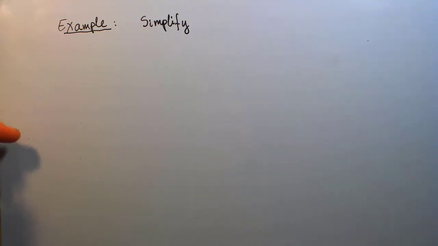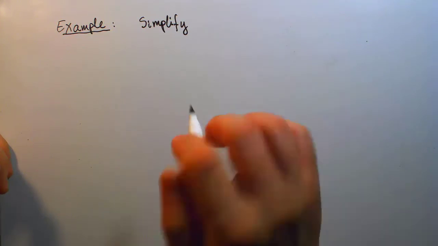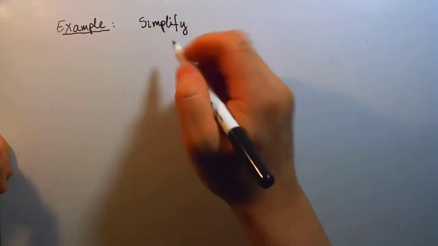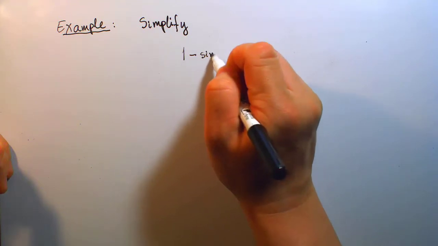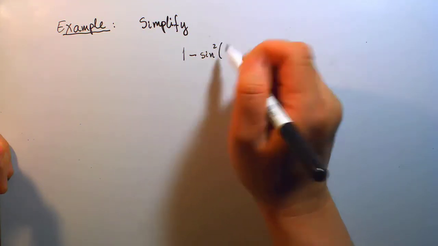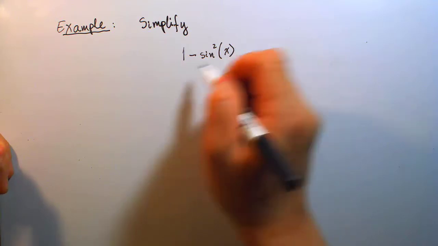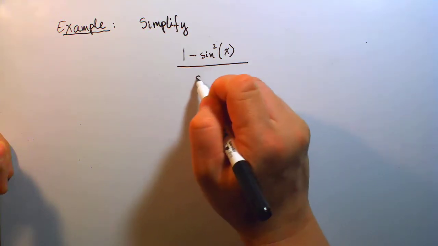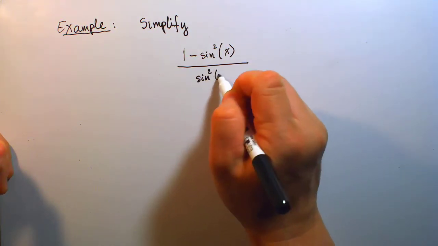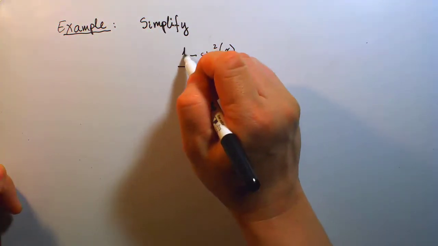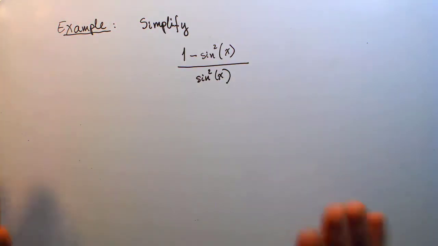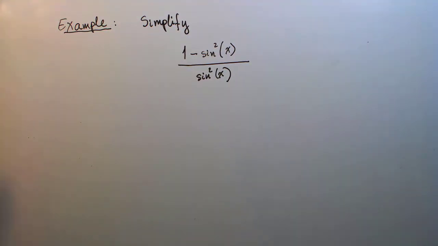And in a different example again, let's look at simplifying 1 minus sine square of x, divided by sine square of x. So this starting expression has a certain specialty that I brought it up for a reason.